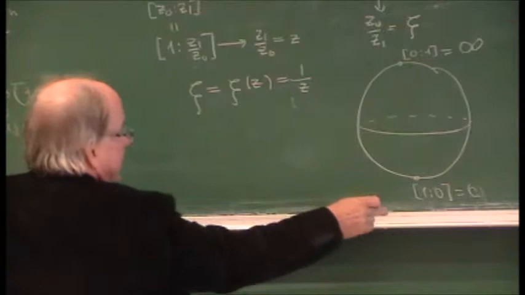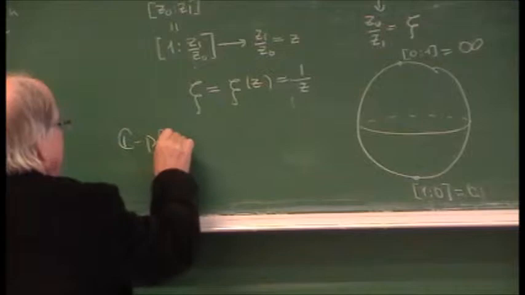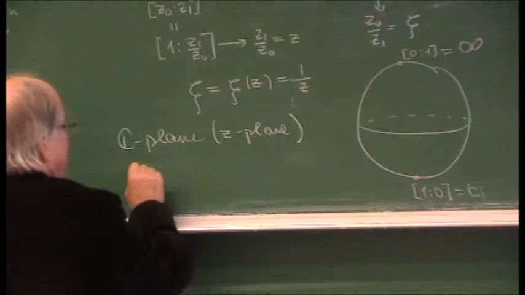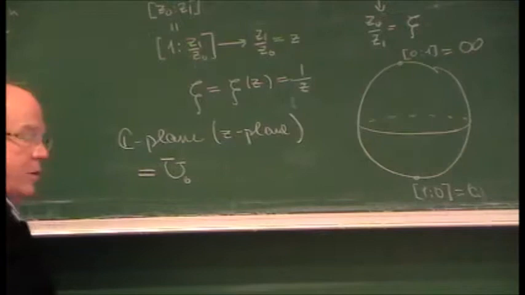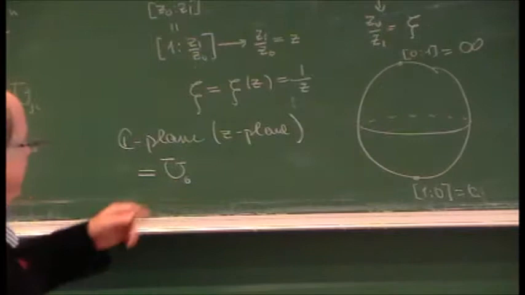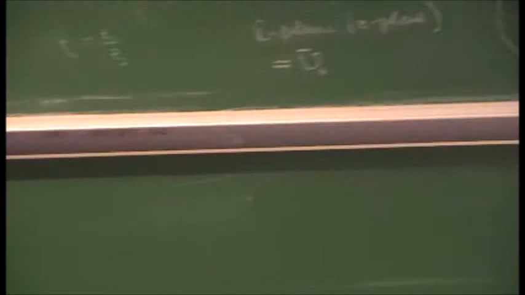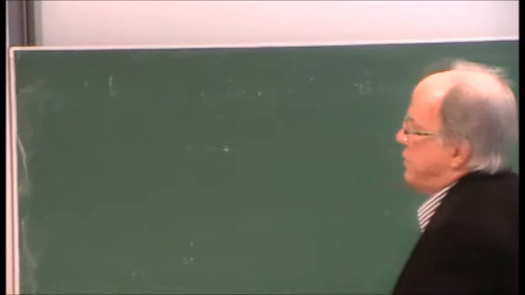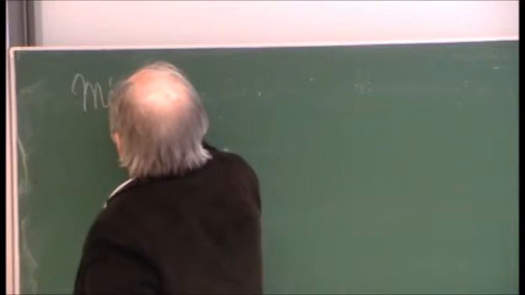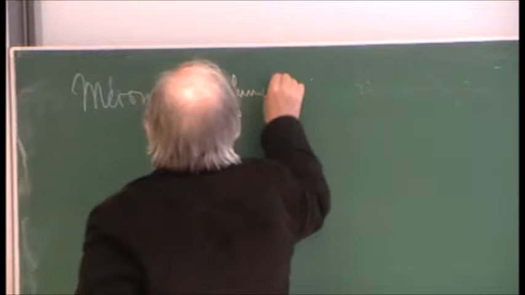So the complex plane is usually the z plane, which I guess is where u0 is nonzero. And the origin in u0 is this one, and infinity is that. So you've done this all your life in complex analysis in one variable. Okay, so that's a global thing, and I would like now to talk about meromorphic functions on these global things, these manifolds.